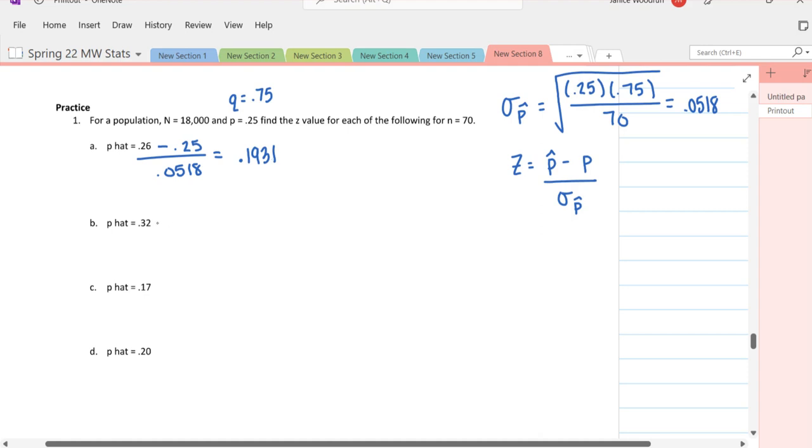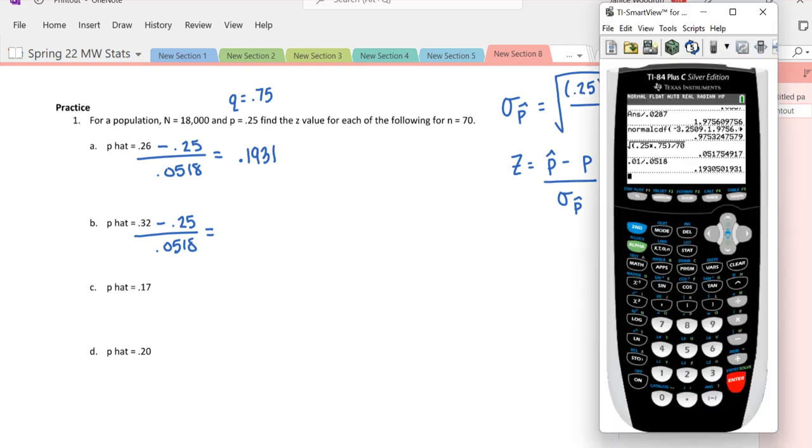For B, 0.32 minus 0.25 over 0.0518. Let's see, 0.32 minus 0.25 divided by 0.0518, 1.3514.